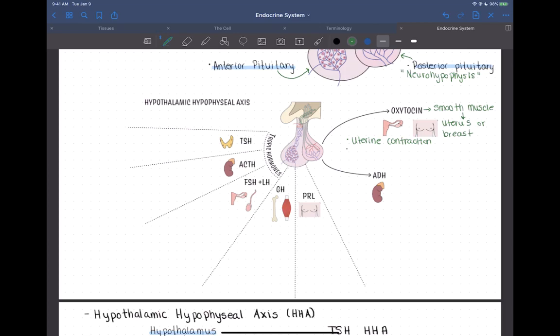It also acts on breast tissue, and this is referred to as the letdown reflex. All right, and so this would just be the release of milk during breastfeeding. Okay, so when a baby starts to suckle, oxytocin is going to be released. That will go to the breast tissue, cause the smooth muscle to contract and release that milk from the breast tissue. And so this would be during breastfeeding. Okay, so that's the first hormone from the posterior pituitary.